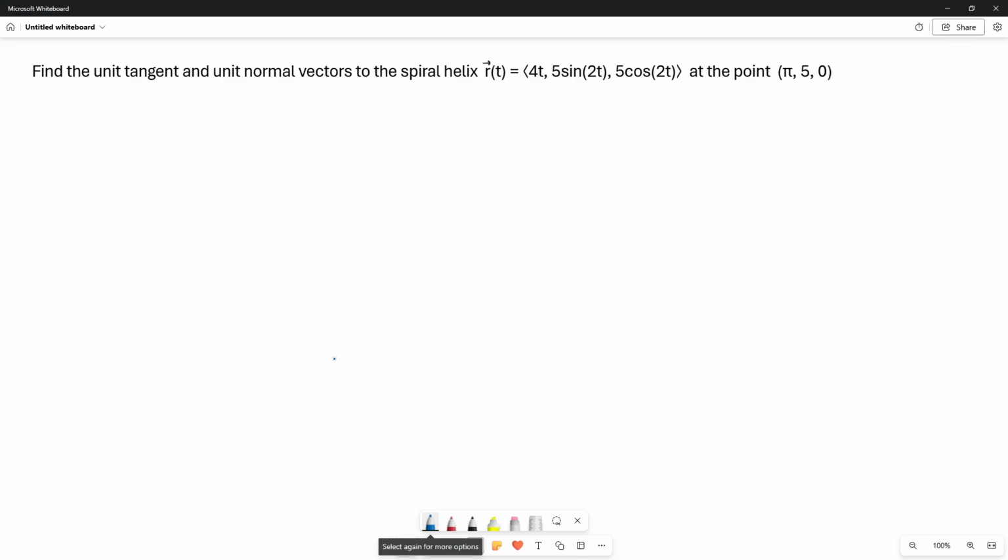Find the unit tangent vector and the unit normal vector to the spiral helix r of t equals ⟨4t, 5 sine 2t, 5 cosine 2t⟩ at the point (pi, 5, 0). So the unit tangent vector T of t is defined as r prime of t divided by the magnitude of r prime of t. So let's calculate r prime of t.